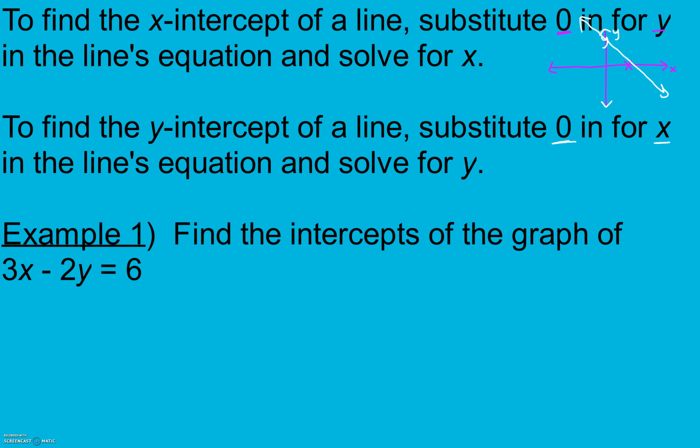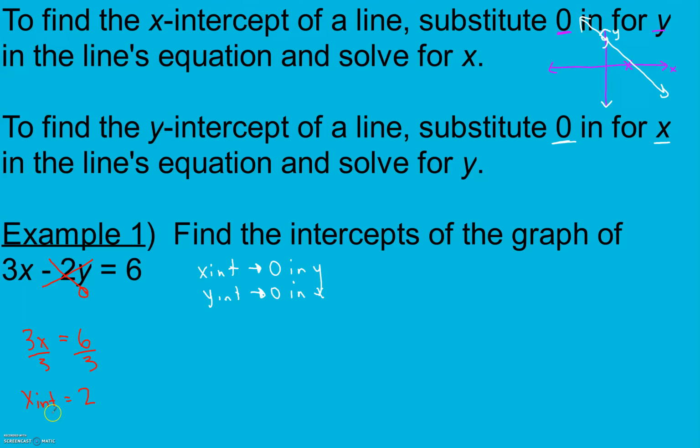So we're going to find the intercepts of the graph here. Again, to find my x-intercept, I plug a 0 in for y. And to find my y-intercept, I plug a 0 in for x. We get rid of the opposite variable. So to find my x-intercept, I plug a 0 in for y. And negative 2 times 0 is 0, 3x plus 0 is 3x. So we don't need this anymore. To find our x-intercept, we get rid of y by substituting in a 0. And then we solve for our x. So here my x-intercept is 2.